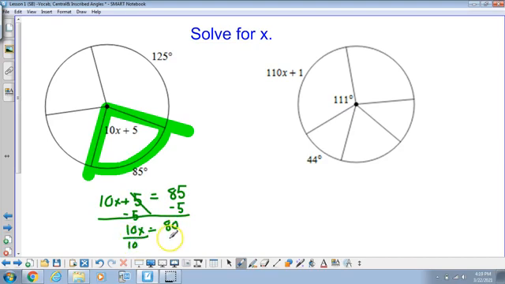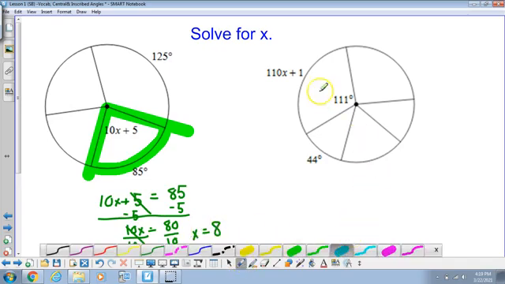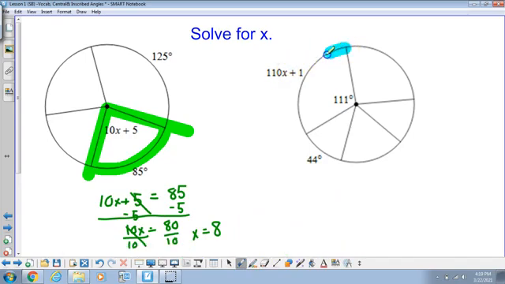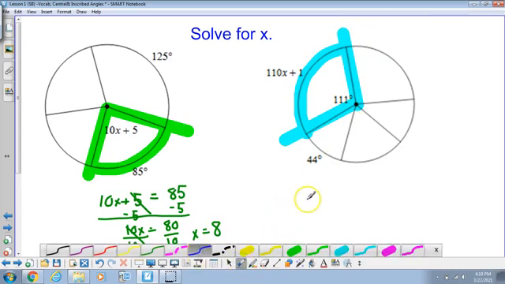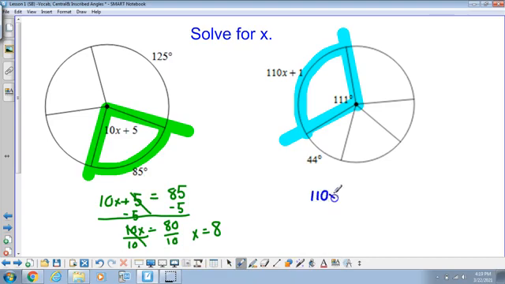And when we divide by 10, we get our solution, x equals 8. Our next problem over here, our variable is here. It's this arc, 110x plus 1. And this intercepted arc goes with this central angle right here. It's 111. So those two are equal. Our 110x plus 1 equals 111.